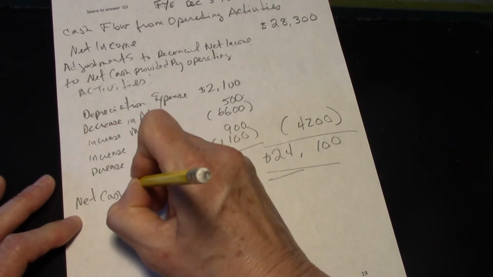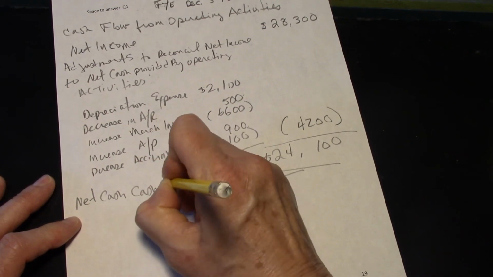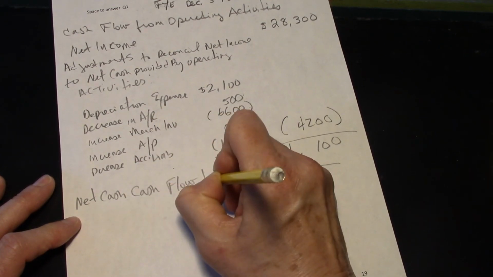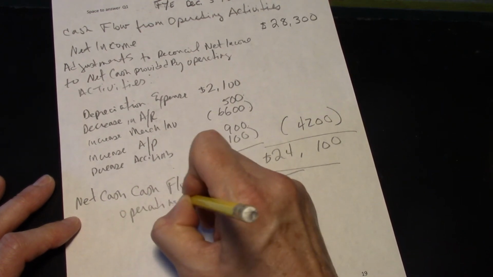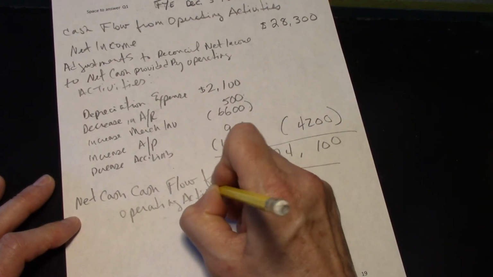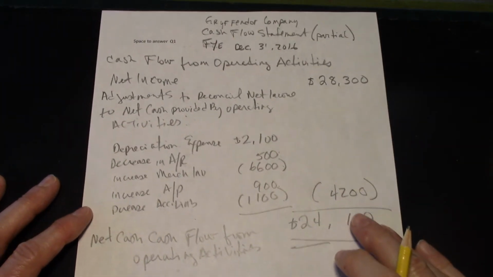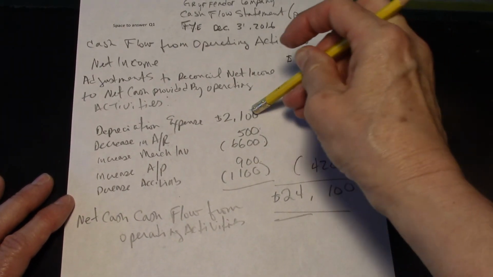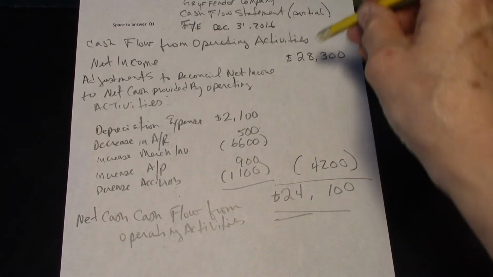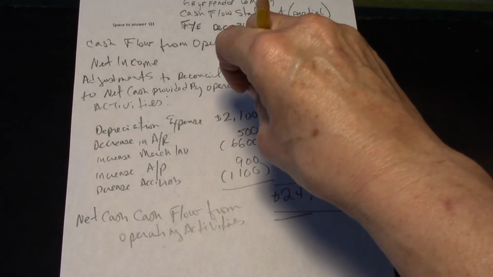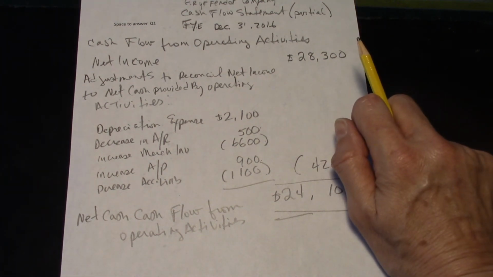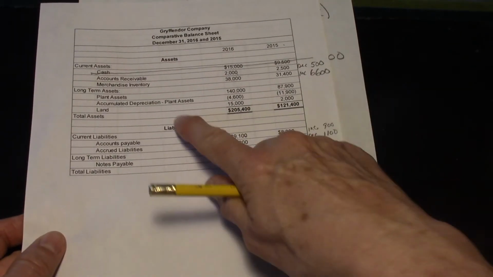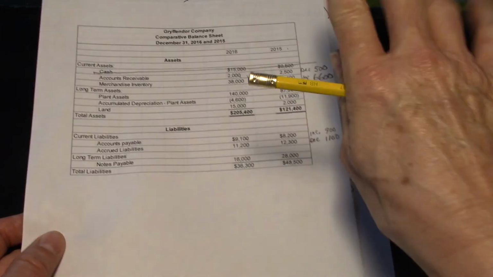Be sure you're titling things right. Okay, so the main thing to remember: start with net income. Always add back depreciation expense, not accumulated depreciation. It's entirely possible, like here, see, here's some accumulated depreciation. Don't add that.